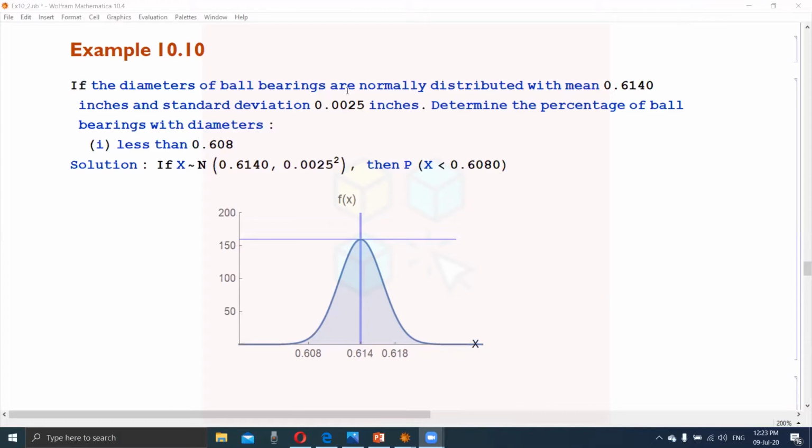Today we will study example 10.10. It is stated that the diameters of ball bearings are normally distributed with mean 0.6140 inches and standard deviation 0.0025 inches. Determine the percentage of ball bearings with diameters less than 0.608.